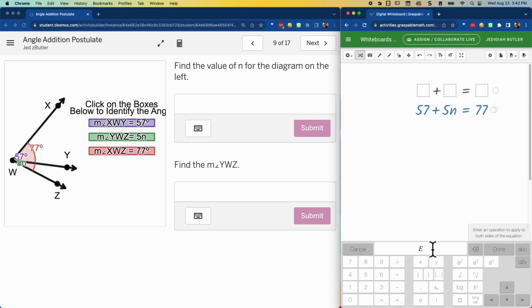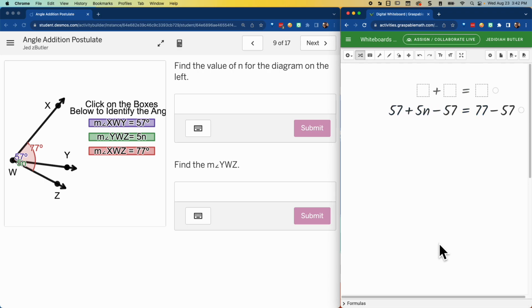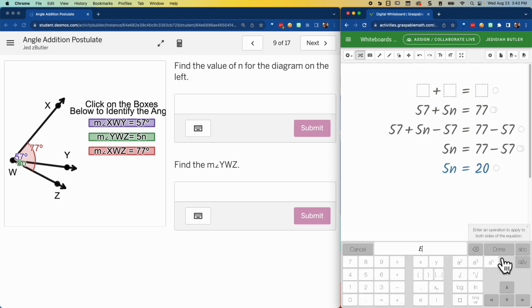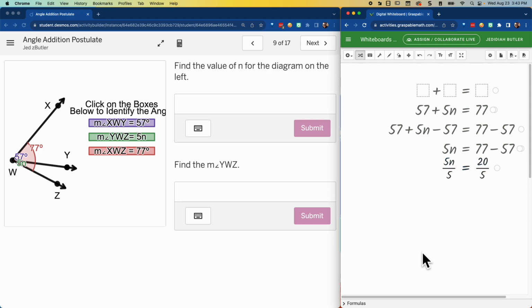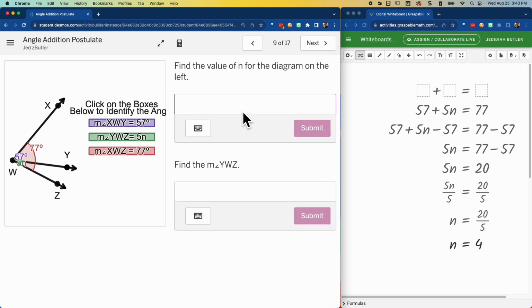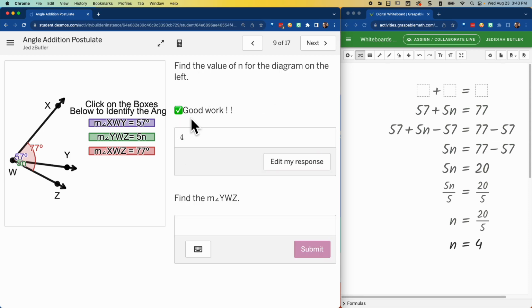So I could subtract 57 from both sides, and 57 positive and negative together make a 0. 77 minus 57 is 20. Now I can divide, click on the equal sign, and divide both sides by 5. That would give me that n equals 20 over 5, which happens to be 4. So I'm going to say n equals 4. Submit, and it'll tell me if I'm on track so far. So good work. That does equal 4.